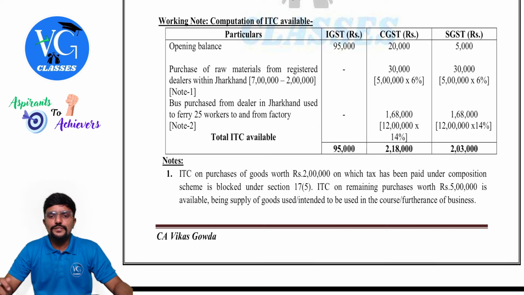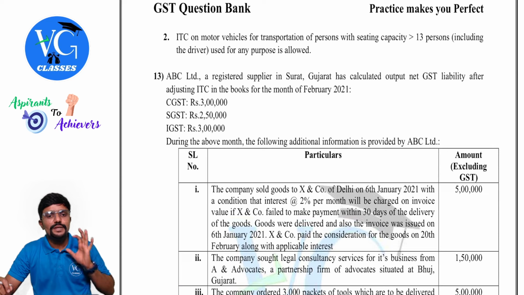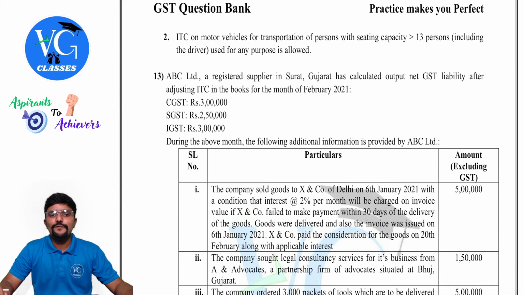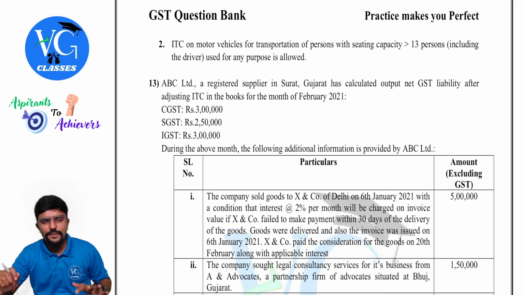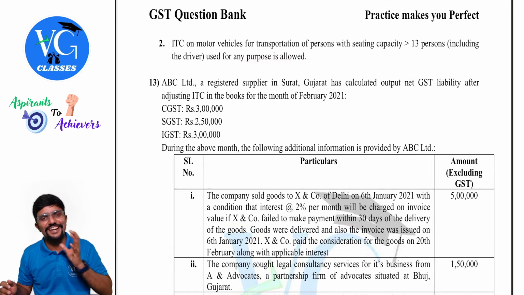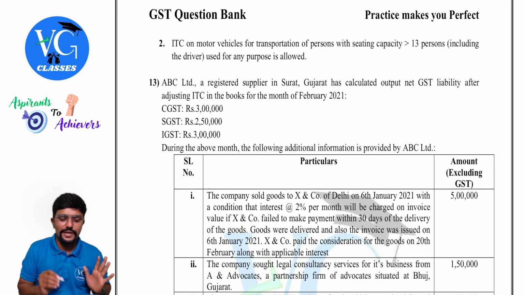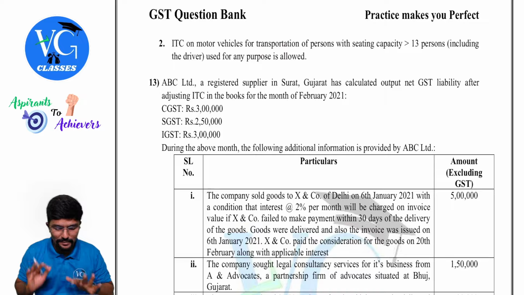ITC on remaining purchases worth 5 lakh is available, being supply of goods used or intended to be used in the course or furtherance of business, guys. Then note 2, ITC on motor vehicles for transportation of persons with seating capacity of more than 13 persons, including the driver, used for any purpose is allowed. Any purpose means obviously business. Is it for transportation of passengers or employees? Even if it is for employees, allowed, guys. It should be for any purpose here means for business. Okay, better mention that also.